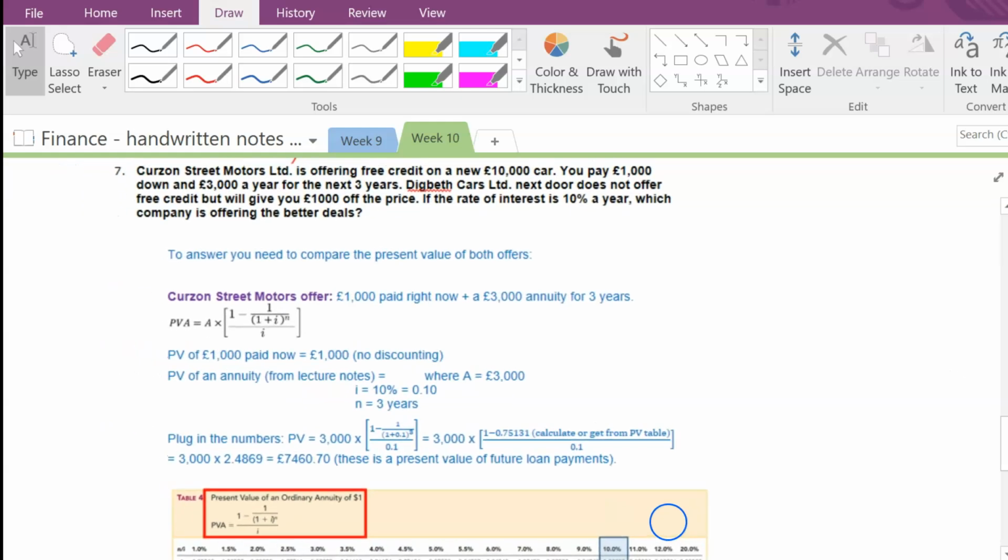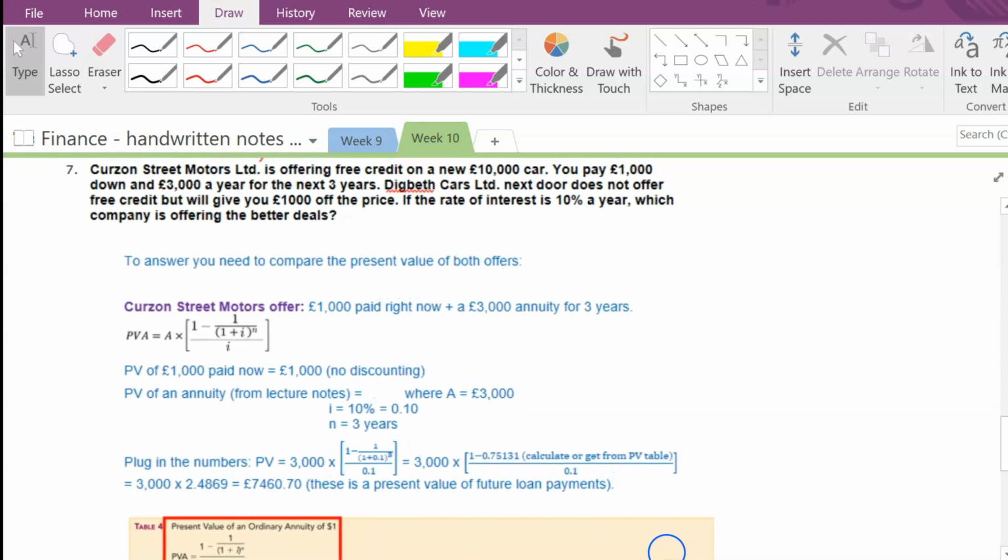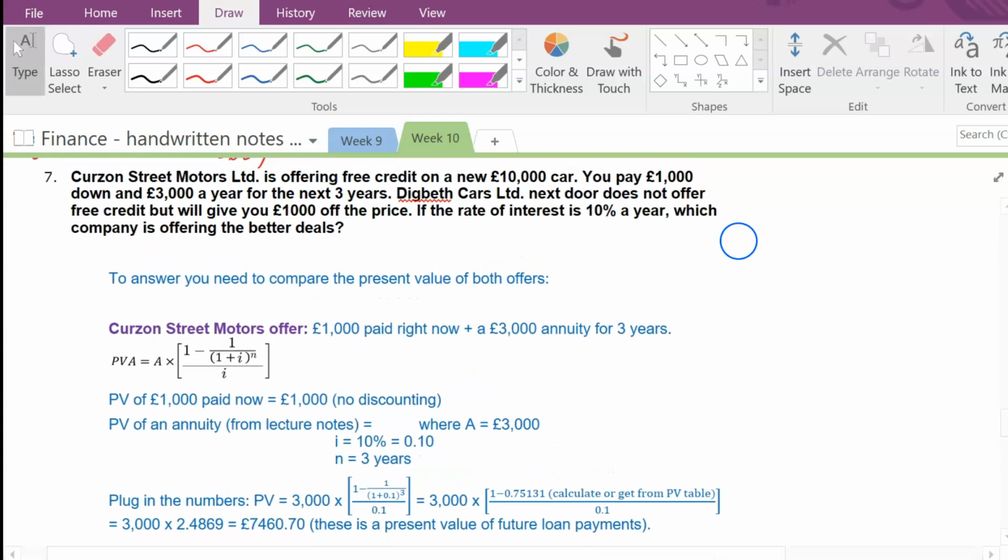And they are very relevant to your personal life as well. You are offered a free credit on a new £10,000 car. And you have 2 payment options. You can pay £1,000 upfront, plus £3,000 per year for the next 3 years, right? So this is the first offer in one company.